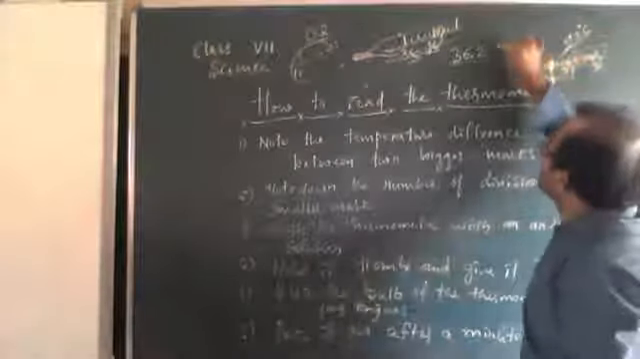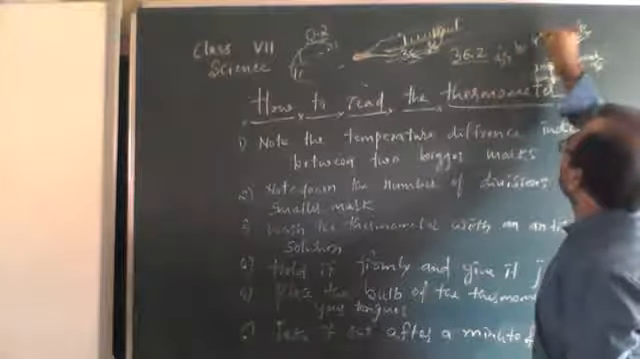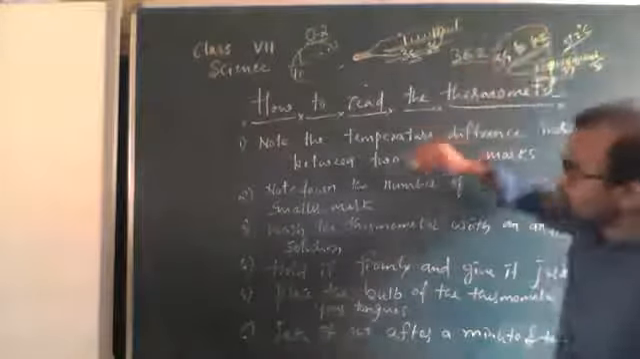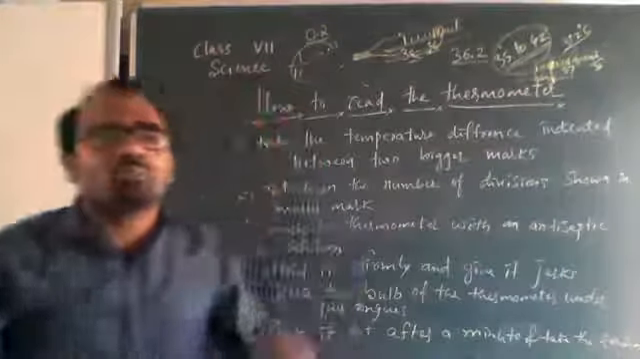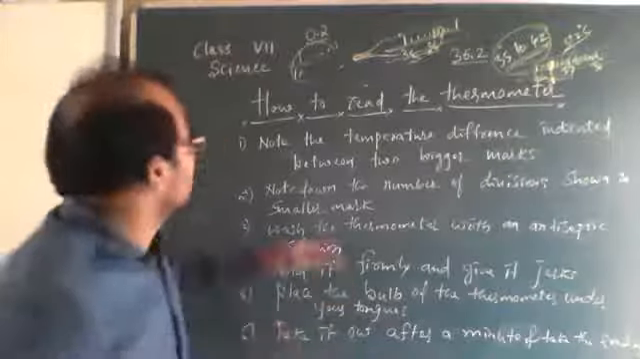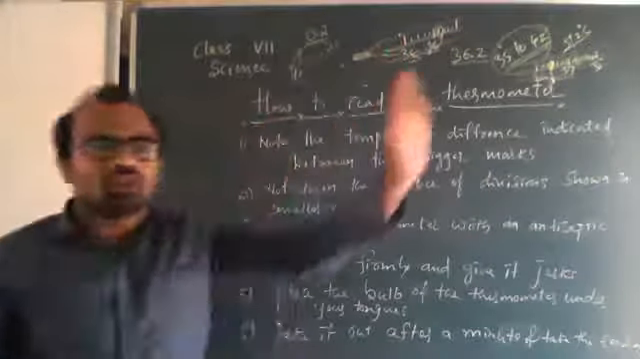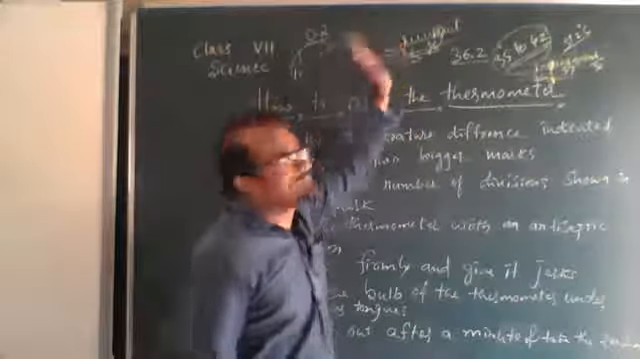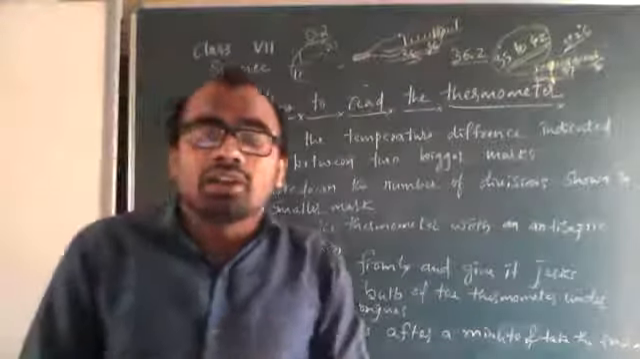And always this clinical thermometer is maintained between 35 to 42 degrees Celsius. And we have to take care that before measuring the temperature, it should be below 35 degrees Celsius. That means the mercury should be here, it should be below 35. It should not go above 35. It has to be on this side. Okay, so this is the way you have to read the thermometer.